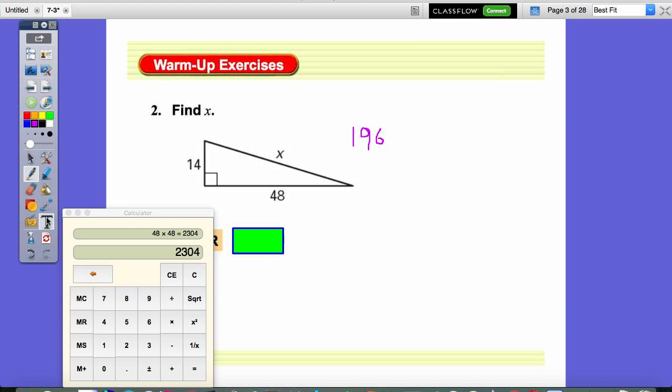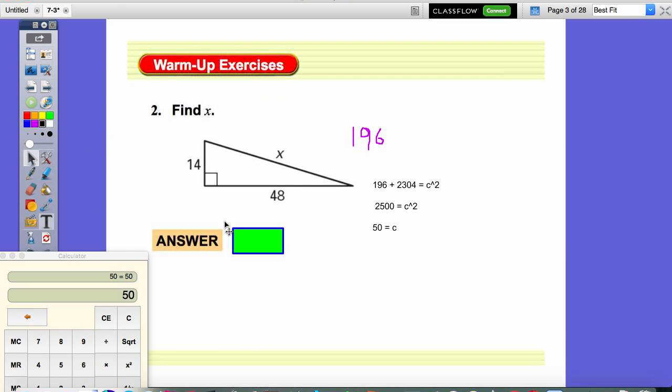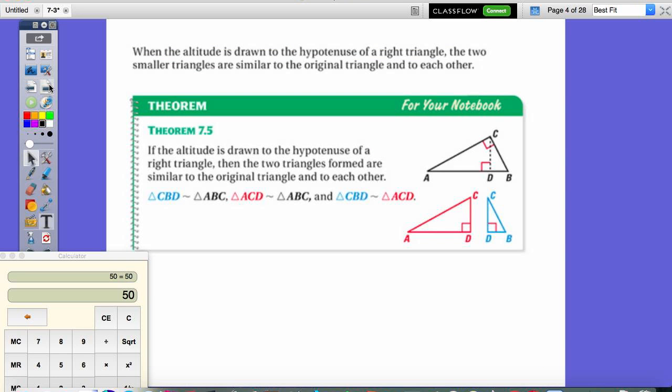2,304. So actually, go over here to this and I'll do 196 plus 2,304 equals c squared. And the way we do that, so we use that little caret to indicate c squared. So 2,304 plus 196 is going to be 2,500 equals c caret top square. And the square root of 2,500 is 50. So 50 equals c. And we can check that we are correct. Yay! She shoots, she scores.